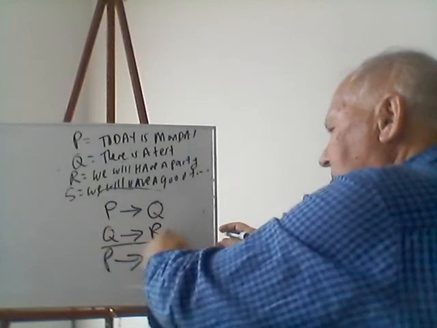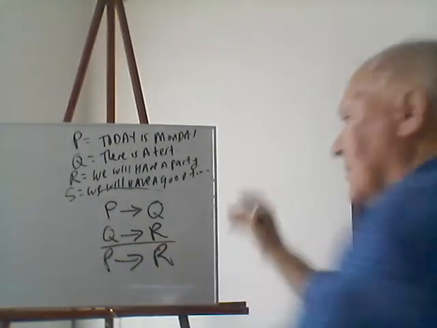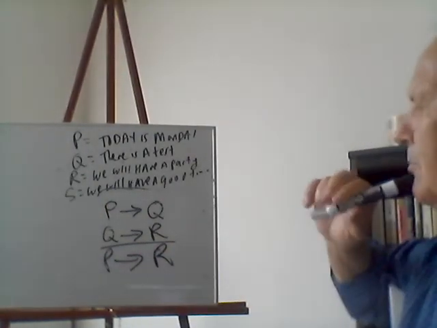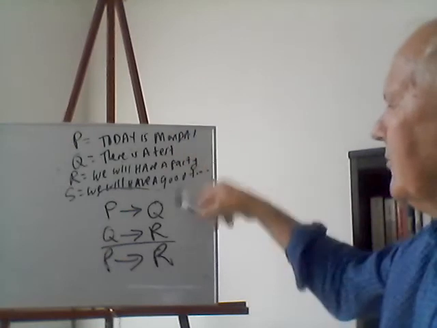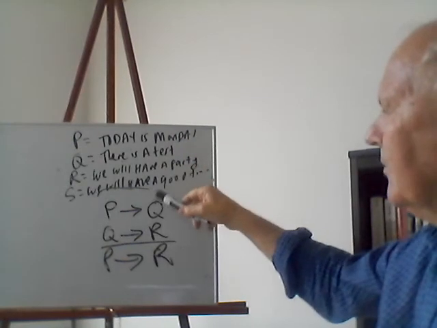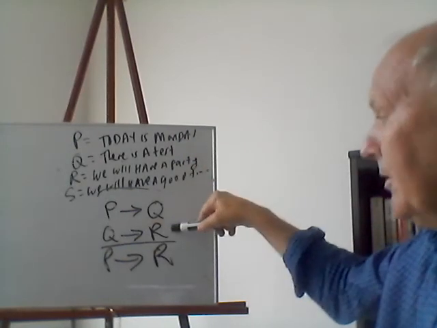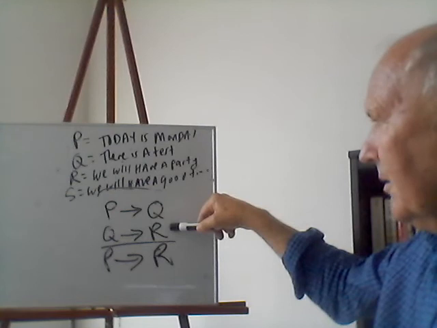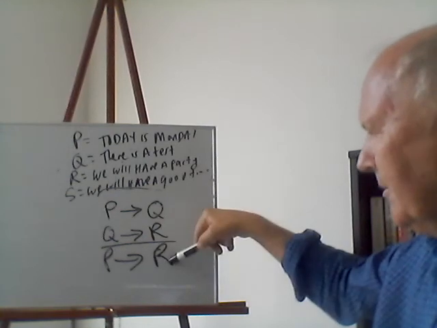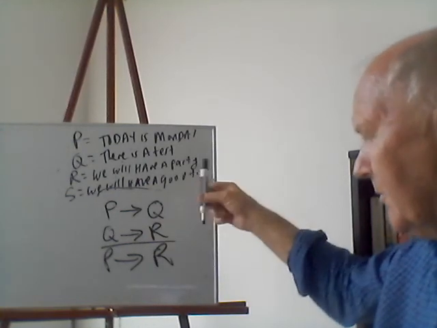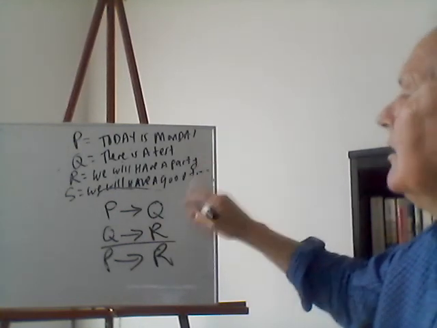P to R. If P then Q. If Q then R. If P then R. If today is Monday, there's a test. If there's a test, we will have a party. If today is Monday, we will have a party. Then that's a valid argument form. That's a chain argument.